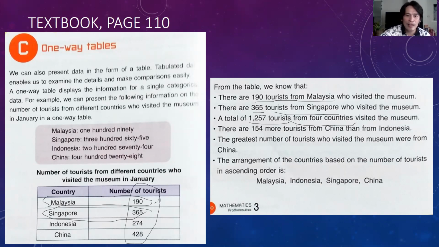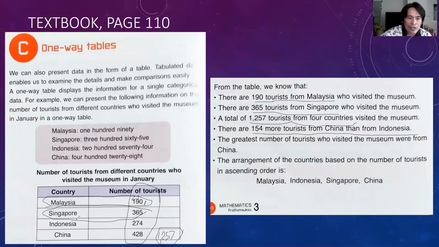1,257. So 0 plus 5, 5, 9, 8, 7. This is 7. Carry 1, 10, 16, 23, 25. This is 5. Carry 2. 2 plus 1, 3, 6, 8, 12. Oh, it's correct. The information presented in the table is correct, 1,257.